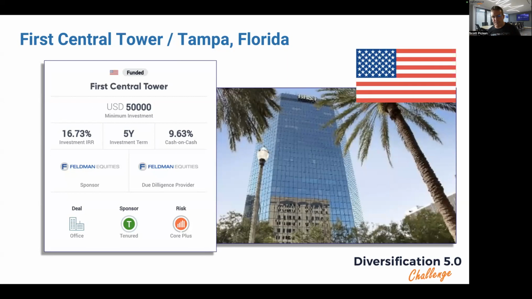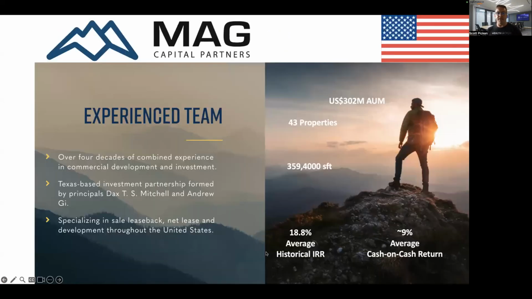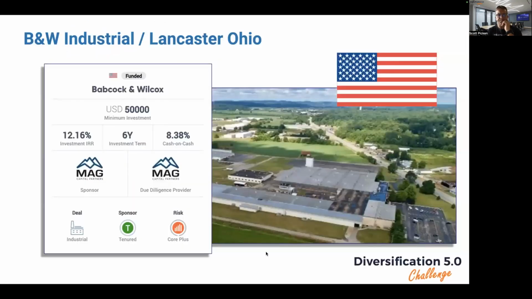And you can see down the bottom here that this deal, the sponsor was tenured because it was the Feldman Group. Okay, another example is MAG. They've got 300 million in assets under management, 43 properties. They've got a historical average of about 18% IRR and 9% cash on cash. And we did a deal with them. We've done a couple of deals with them.